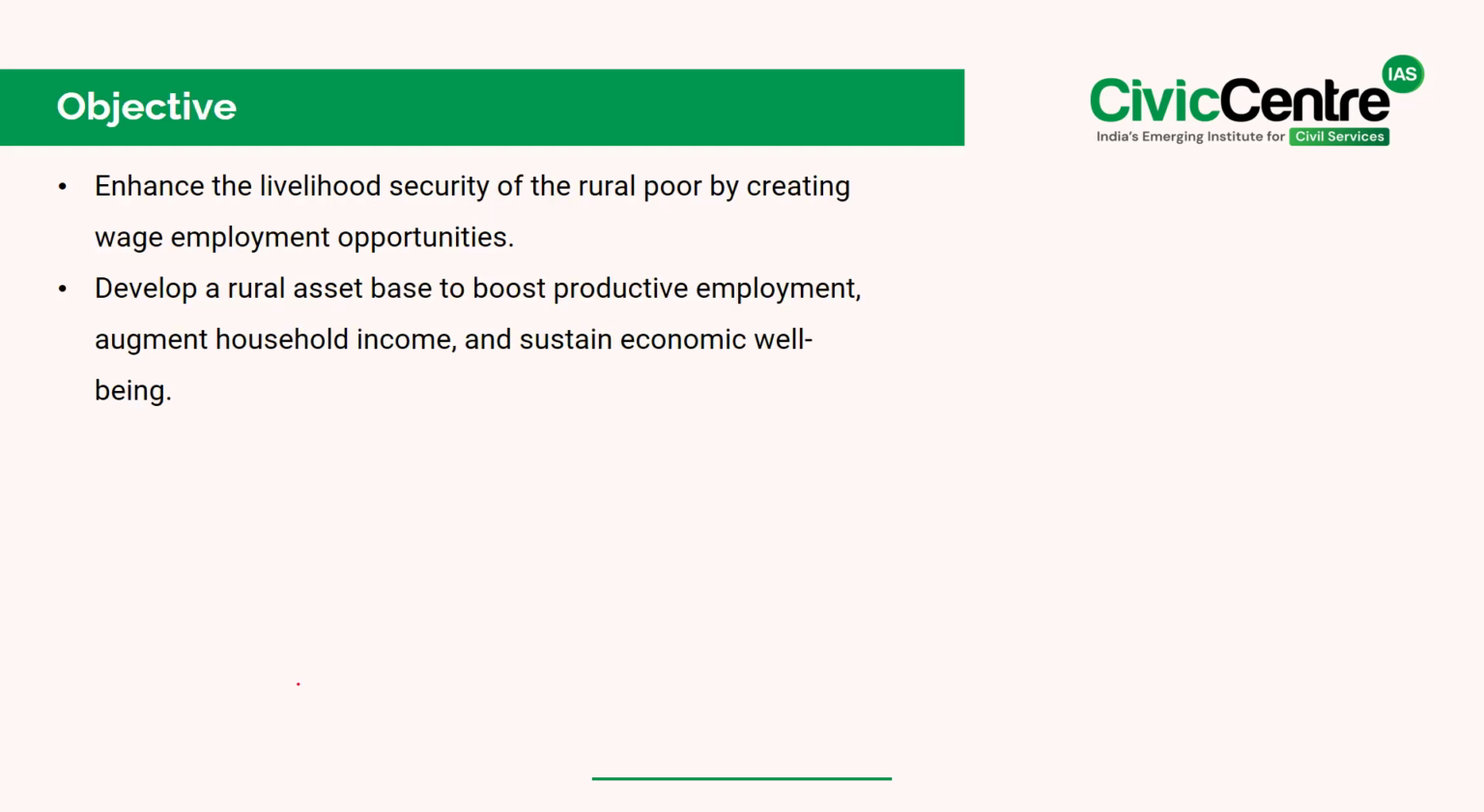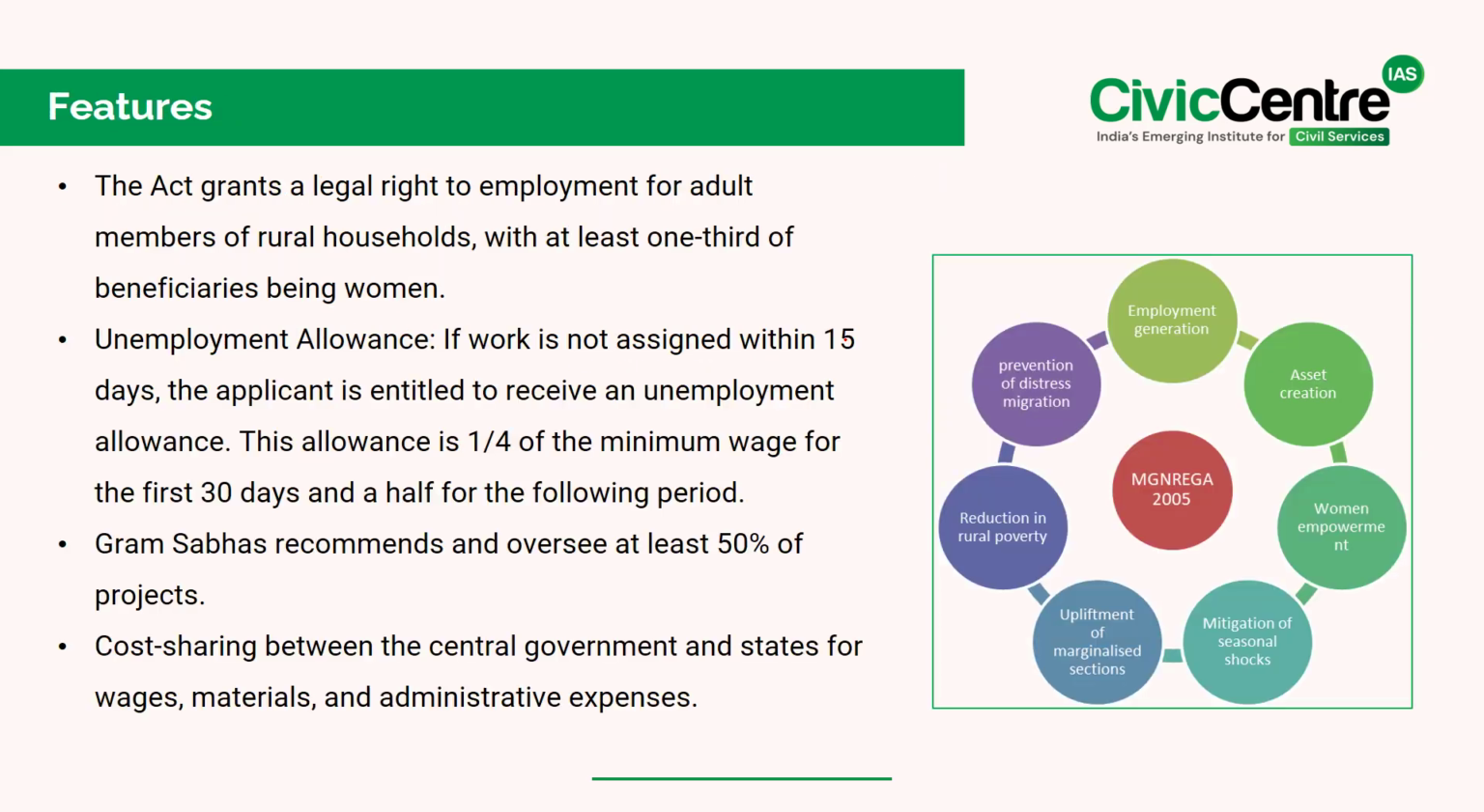Now, there are two primary objectives of this scheme. The first one is to enhance the livelihood security of the rural poor by creating wage employment opportunities. And secondly, to develop a rural asset base to boost productive employment, augment household income, and sustain economic well-being. Now, what about the key features of the Act?